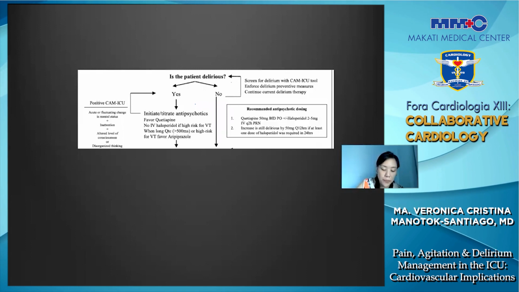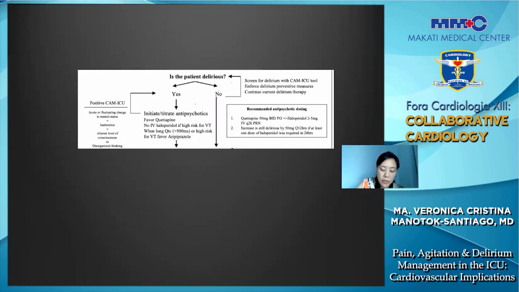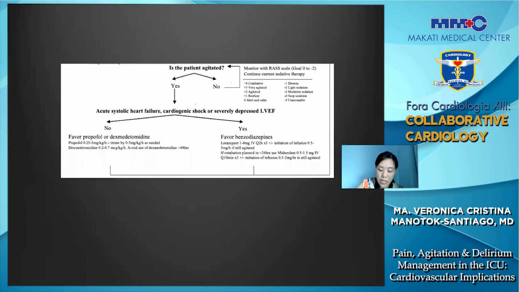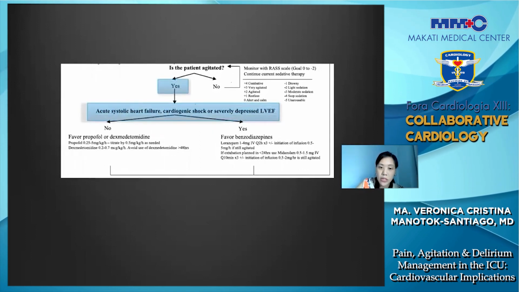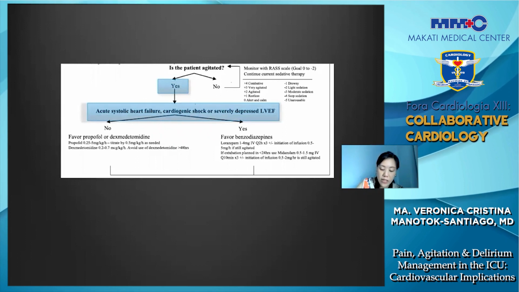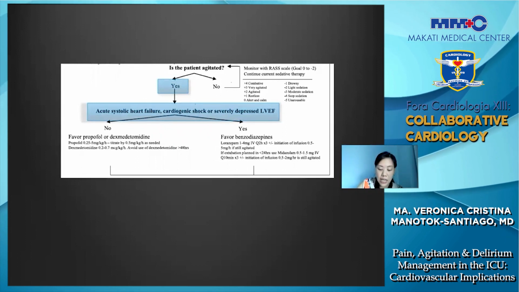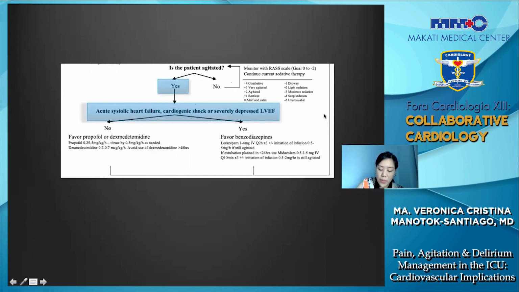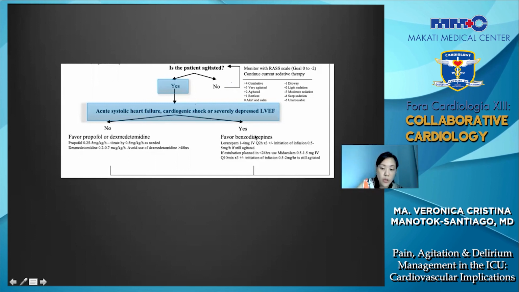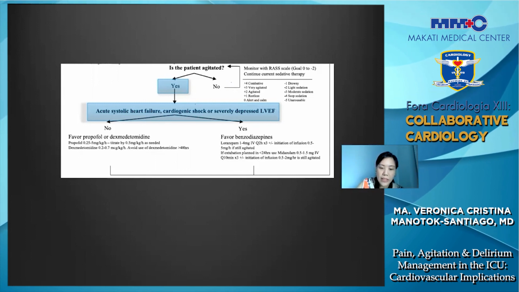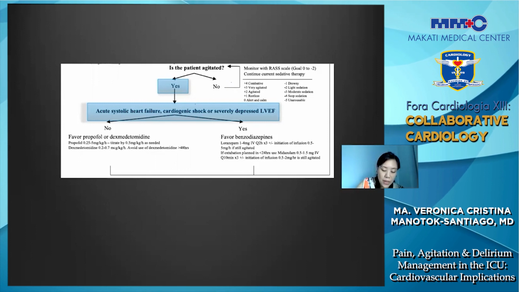If pain and delirium have both been ruled out and the patient remains to be agitated, assure first that the patient is not in acute heart failure or cardiogenic shock or has a severely depressed left ventricular ejection fraction. So if that has been ruled out, then you can start either propofol or dexmedetomidine. Remember to begin with the lowest dose possible, then titrate up slowly as needed.